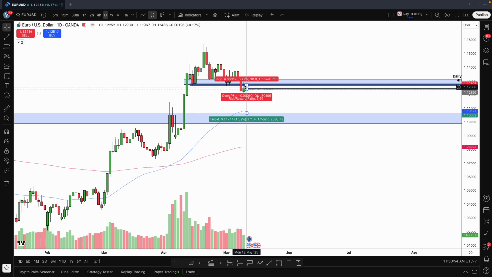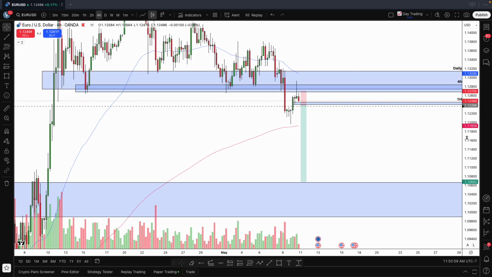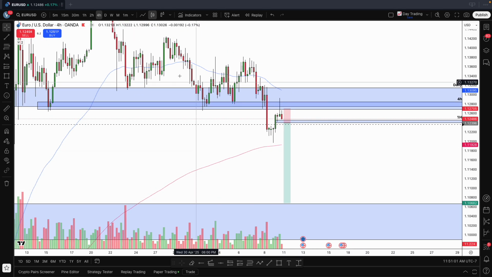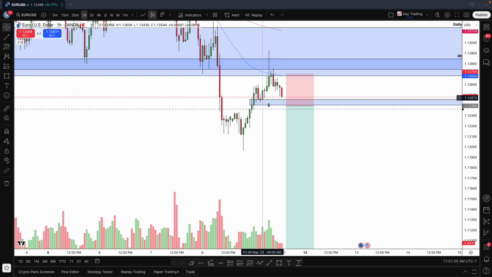Price has already rejected this head and shoulders. I kind of did miss this entry because it was right before the market closed, but that's okay, because if we go down to the 1 hour time frame, we can see this minor support on the 1 hour. So I'm going to be waiting for a break under this.